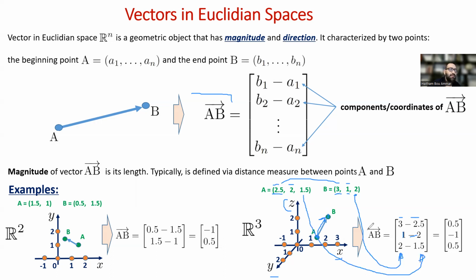So you will get the vector that goes from A to B to have the components 3 minus 2.5, which is 0.5, because remember, I've taken the first from the first. Then the second component will have the second of the end point minus the second of the beginning point. So that's 1 minus 2, giving you minus 1. And the last is 2 minus 1.5, which will also give you 0.5.